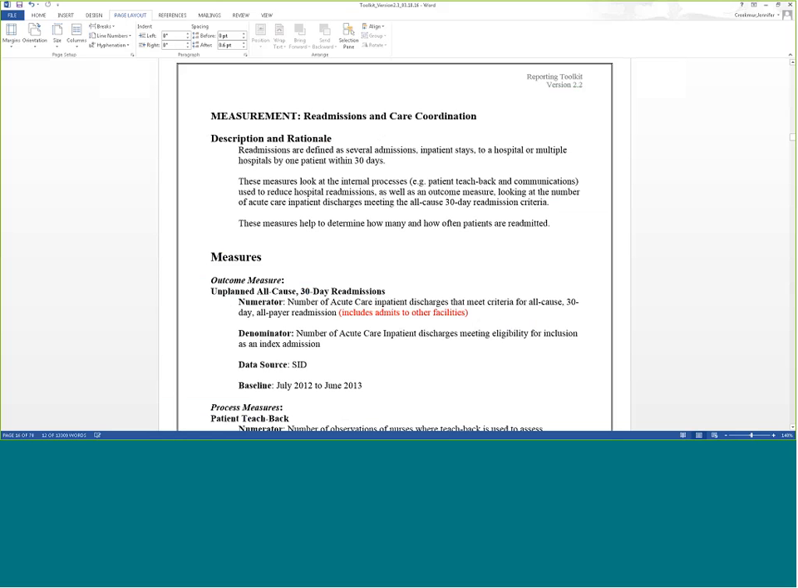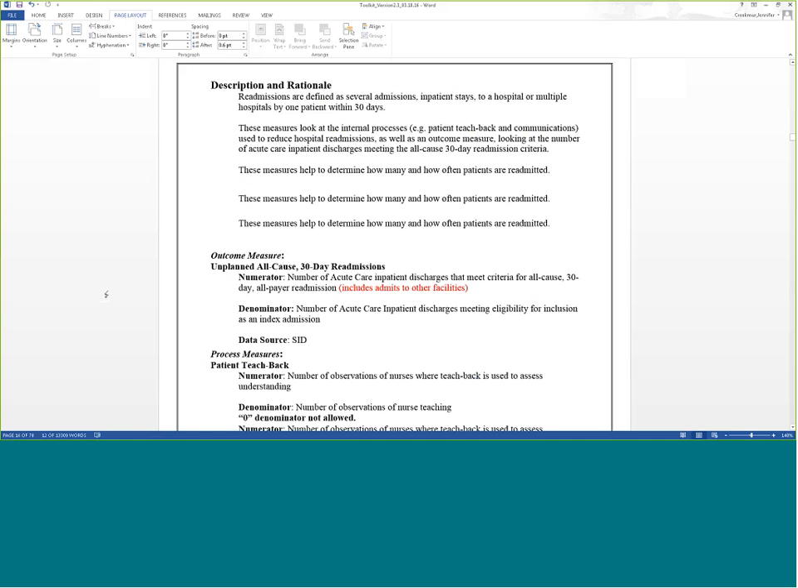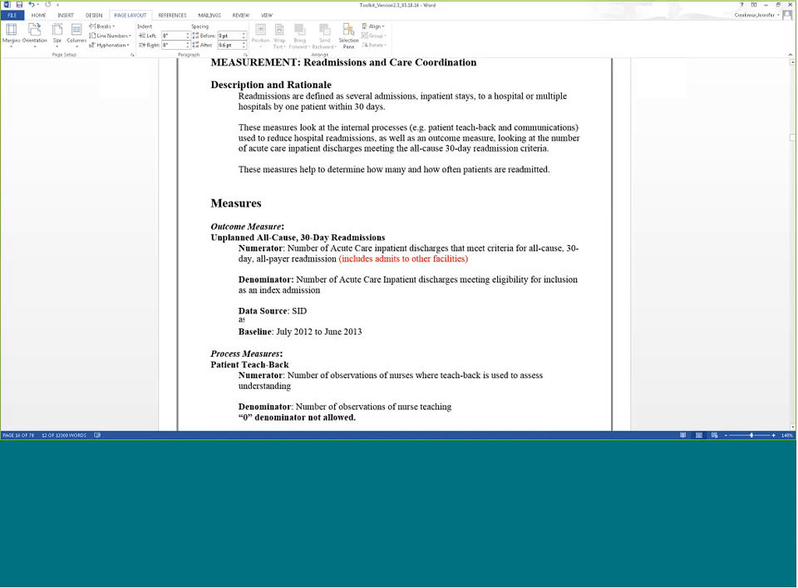When we look into the toolkit, it starts with description and rationale, and then it has a definition for each measure. Our outcome measure is unplanned all-cause 30-day readmissions. The numerator includes the number of acute care inpatient discharges that meet criteria for all-cause 30-day all-payer readmission. This includes admissions to other facilities.